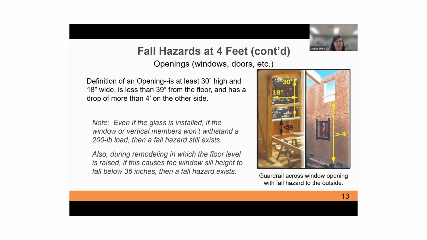Openings, typically going to be a window or a door on a floor, second floor or above. That definition is an opening that's at least 30 inches high and 18 inches wide, and it's less than 39 inches from the floor and has a drop of more than 4 feet on the other side. So you can see the inside and the outside of this window where they put the guardrail up.